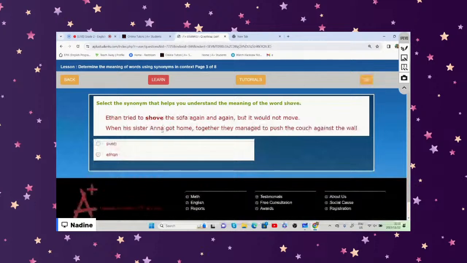So Ethan tried to shove the sofa again and again, but it would not move. When his sister Anna got home, together they managed to push the couch against the wall. What is the word that is similar in meaning to shove? To shove. Is it to push or is it to Ethan?